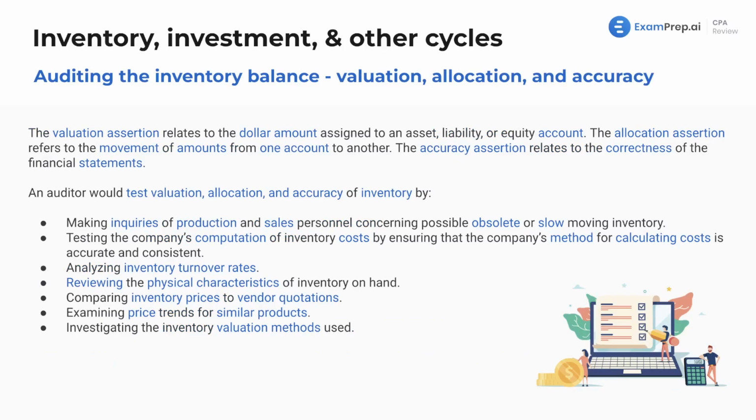Tying into valuation, allocation, and accuracy. Make sure you have these memorized. What's the difference here? Because that could save you a lot of points. Accuracy, this is the correctness, any errors, any incorrect dollar amount. Valuation, the dollar amount assigned to the asset, liability, or equity account. And allocation refers to the movement of amounts from one account to another.